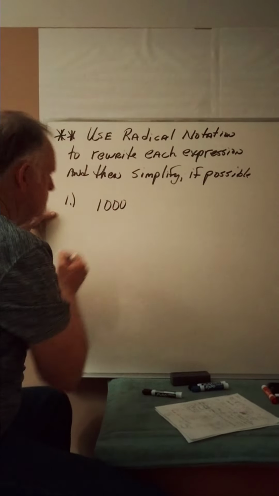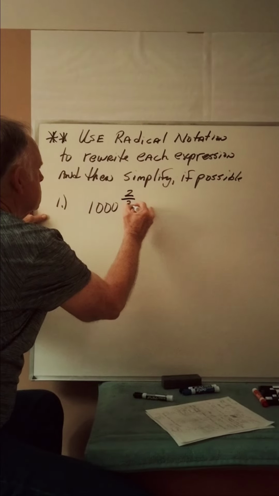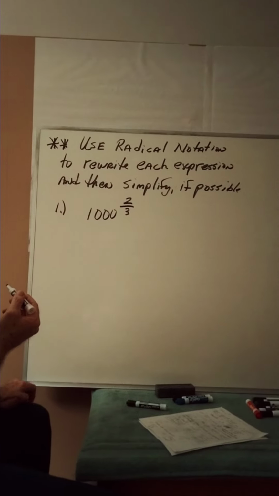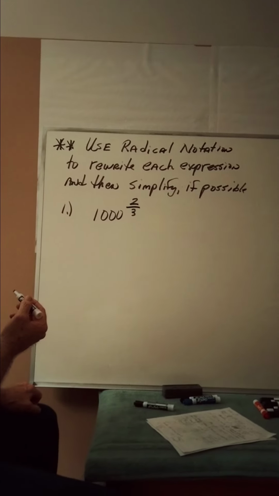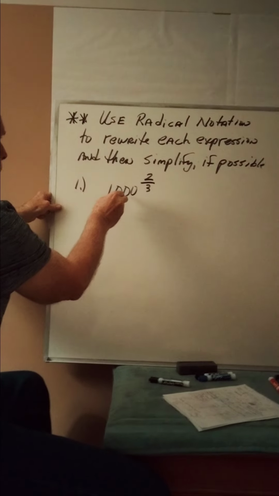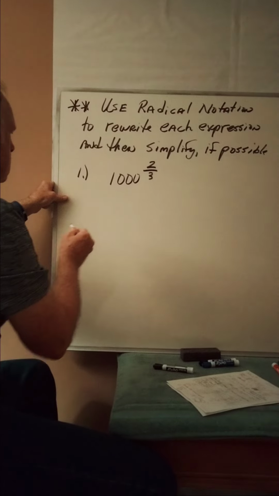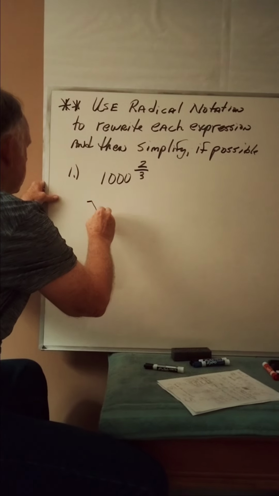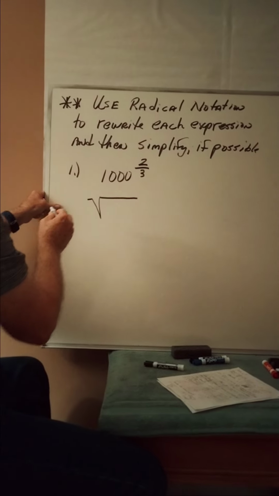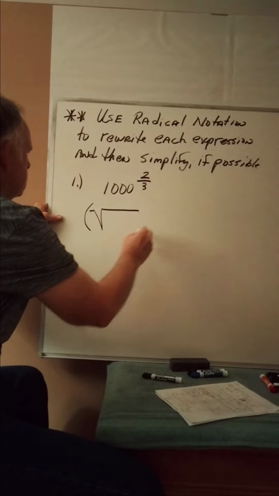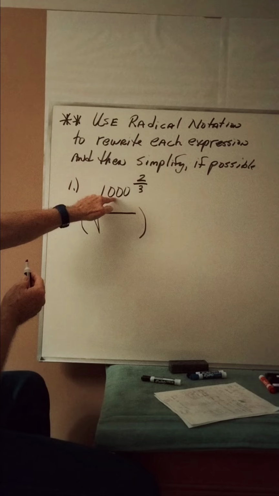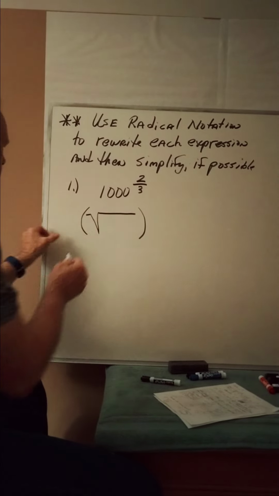1,000 to the 2/3. Notice the numerator is not 1, but we've already defined what that numerator is. So we're going to simplify this using radical notation. So bring down the radical sign. And folks, I think this is the easier way to do it. The base of the exponential expression becomes the radicand.